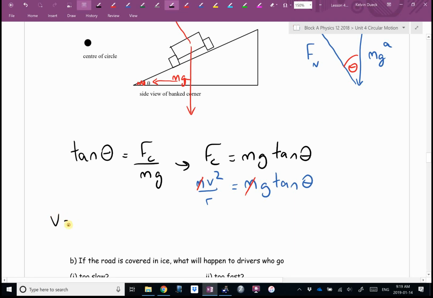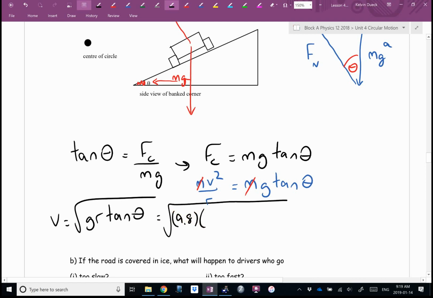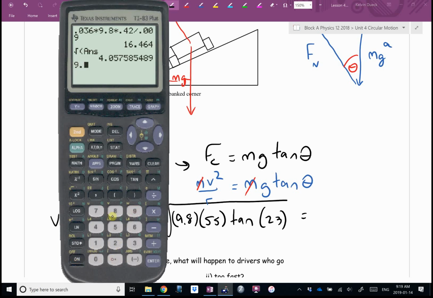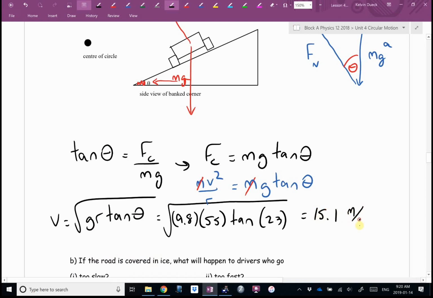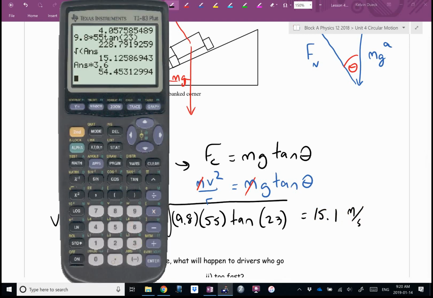We get this. V equals the square root of GR tan theta. It's going to be the square root of 9.8 times, what was the radius? I've scrolled down. 55 meters. Tan, what was angle theta? 23? Tan 23, square root of that. And I get 15.1 meters per second, or times by 3.6, 55 kilometers per hour. Okay.